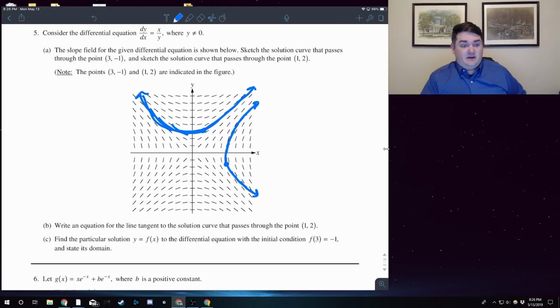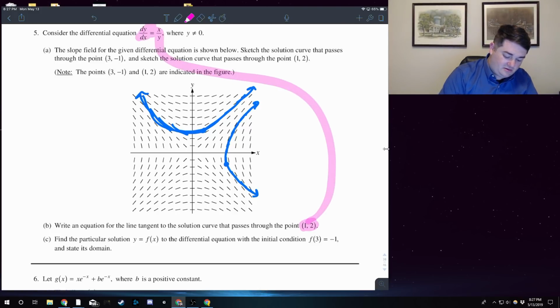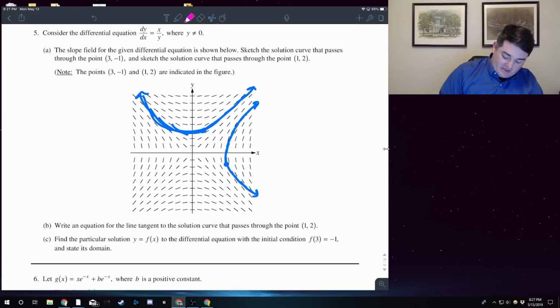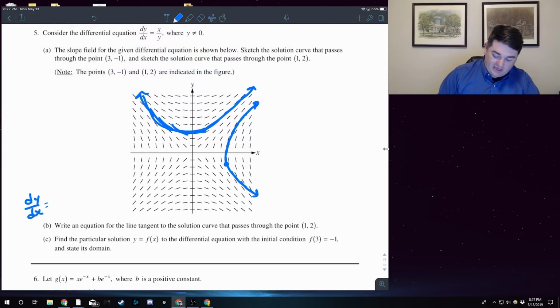B says, write an equation for the line tangent to the curve that passes through the point (1, 2). So, equation of a tangent line, if you're in my class, hopefully you immediately think, I need a point, I need a slope. Point, already got it. Slope, how do I get the slope? I'm going to take this point and plug it in the differential equation for dy/dx. So my slope at this point, dy/dx equals x over y, 1 over 2.